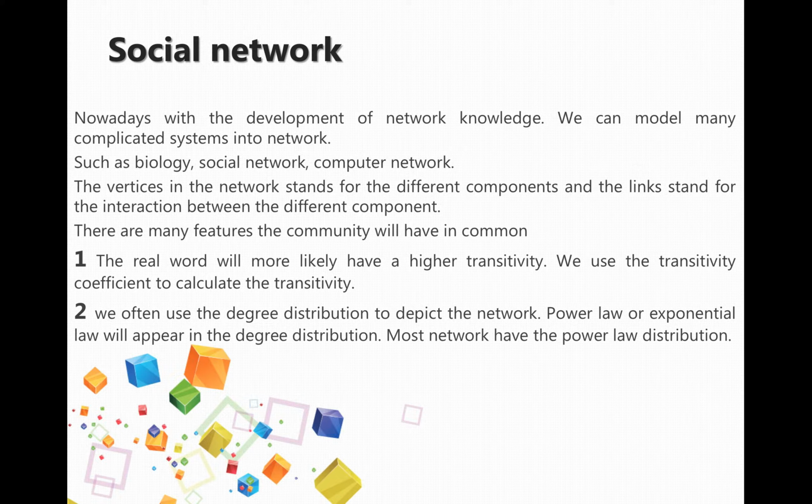First, real-world networks are more likely to have a higher transitivity. We will use the transitivity coefficient to calculate the transitivity. Second, we often use a degree distribution to depict the network. Power law or exponential law will appear in the degree distribution. Most networks have the power law distribution.